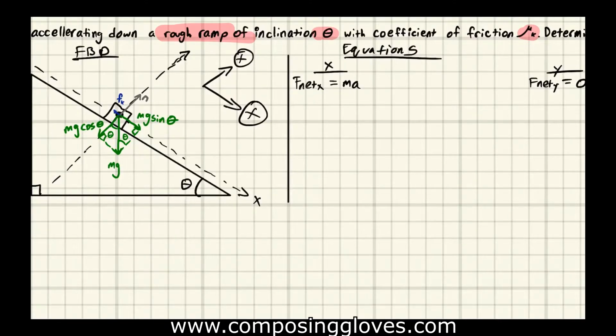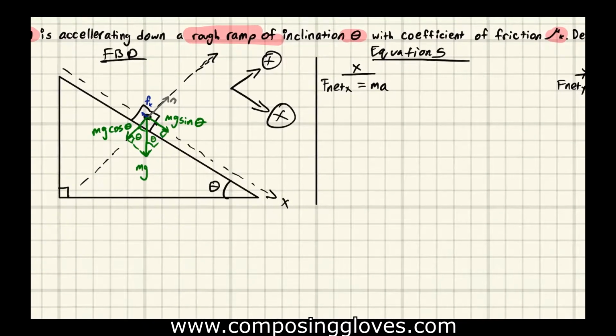Now with our information, let's go ahead and replace F net with the actual vectors it represents. So our positive direction's this way. That means that mg sine has got to be positive. If you write it the other way around, it's wrong because that's not how you defined your graph. So it's going to be mg sine theta minus f sub k equal to ma, right?